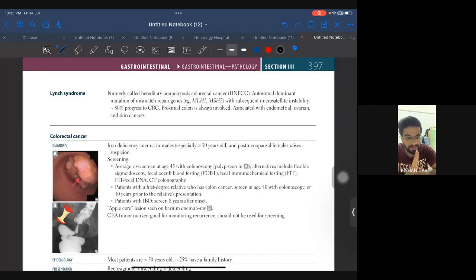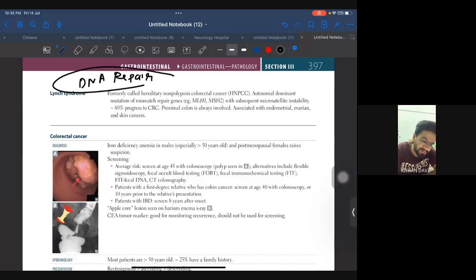Lynch syndrome. We talked about this in DNA repair. Can anyone recollect what type of repair it was? Anyone? Come on, quickly tell me. Pooja, Srishti, remember. Mismatch repair. Yes, mismatch repair.